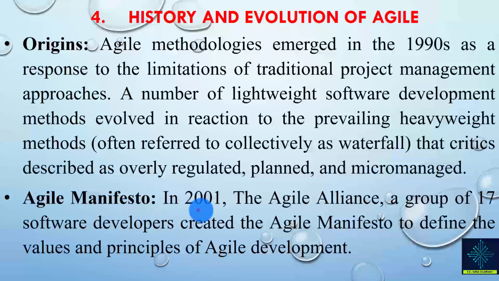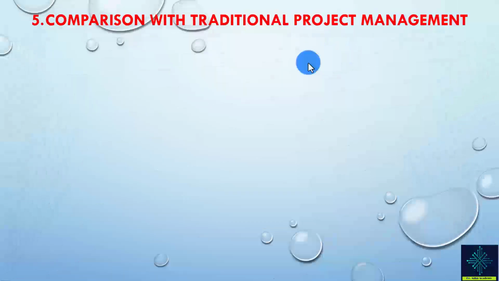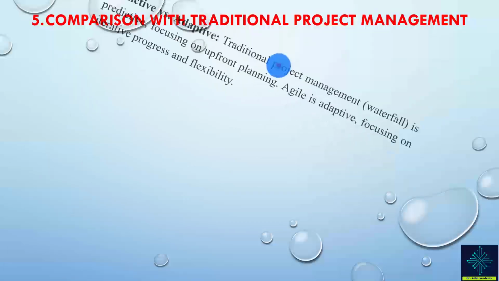The Agile Manifesto actually started, or came into real life, in 2001, and that was through the Agile Alliance, a group of 17 software developers who created this Agile Manifesto to define the values and principles of Agile development. That was just a small historical background.